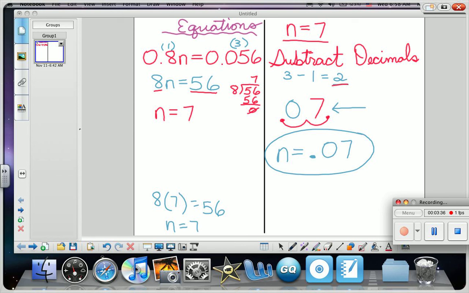Folks, please remember to show me your answers like this and not like this. When you show me your answers like this, I have no idea where your decimal is. Please show me your final answer with variable, equals, and then the final number. Okay?